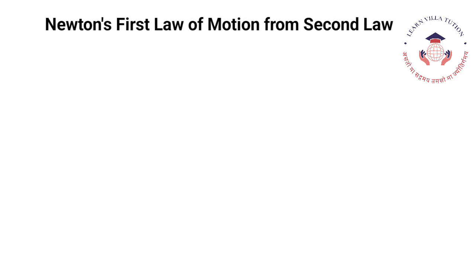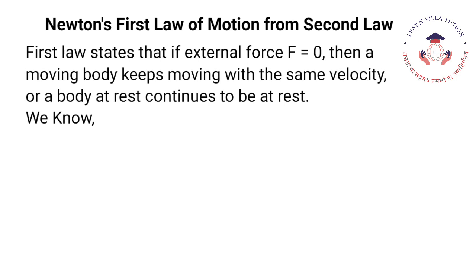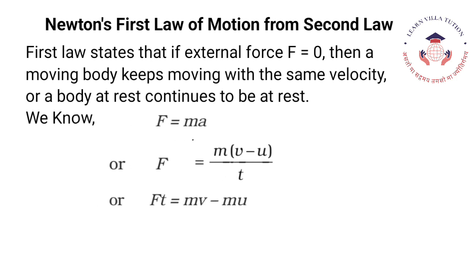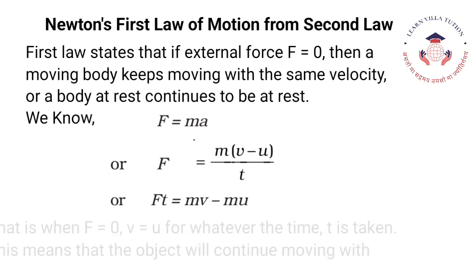Newton's first law of motion from second law. First law states that if external force F is equal to 0, then a moving body keeps moving with the same velocity, or a body at rest continues to be at rest. We know F is equal to m into a, or F is equal to m into (v minus u) divided by t, or F t is equal to m v minus m u.